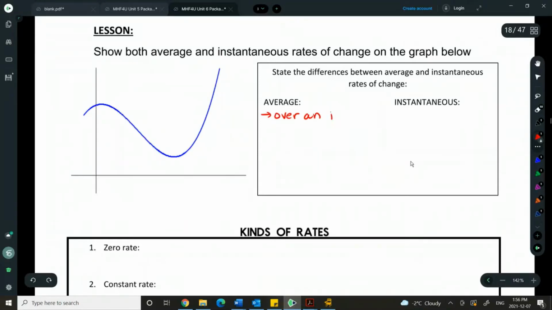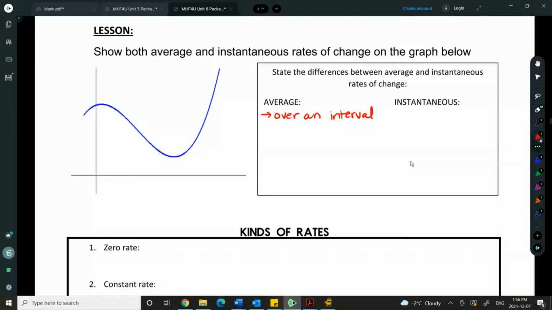For instance, when we talked about the hot air balloon, it traveled over a whole interval of 9 hours. Or if we think about the hot dogs, we talked about how many hot dogs was the average rate from 0 all the way to 5 minutes. That's an average rate of change.